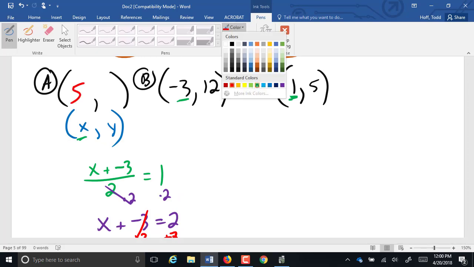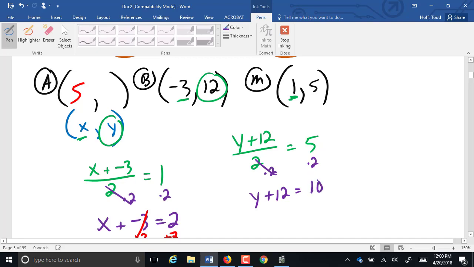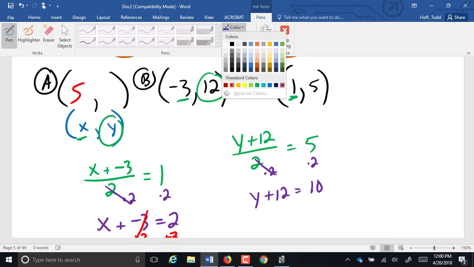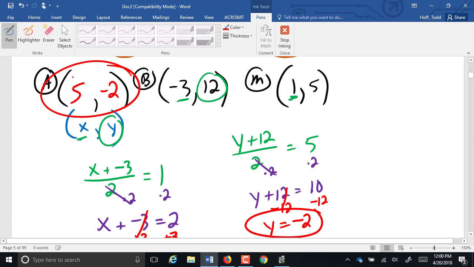For the y coordinate, we'll do the same thing. So we've got y and 12. So y plus 12 divided by 2 has to give us 5. So we get rid of the 2, so we multiply by 2. y plus 12 equals 5 times 2, which is 10. To get y by itself, we subtract the 12. y equals 10 minus 12, which is -2. So that other endpoint is 5, comma, -2.